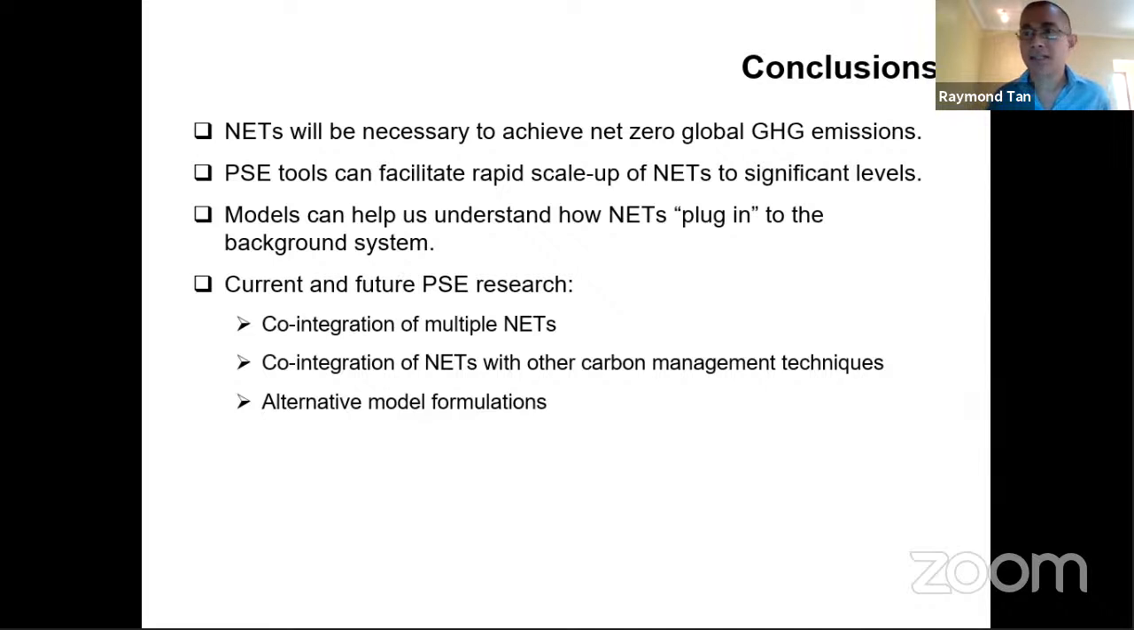Our PhD student, supervised mainly by Dr. K, is working on co-integration of multiple negative emissions technologies. My PhD student with Professor Fu at the University of Nottingham is working on co-integration nets with a broader decarbonization portfolio. And there will be opportunities to develop various modeling formulations and frameworks.